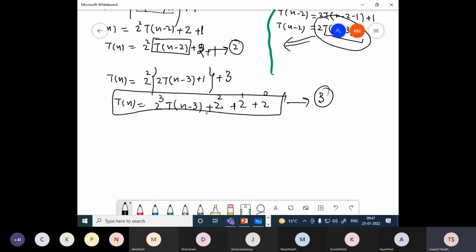Now, if I go again in the backward direction, I will try to find what T of N will be for the kth iteration. What I see is that when it is third, we are writing that third as a power of 2. When it is second, we write the second as a power of 2. So when it is kth, we will write k as the power of 2. 2 power k, t will remain as such. Inside it will be n minus, now in place of 3 we have to write k, plus 2 power, now in place of 2 we write k minus 1. Similarly, in place of 1, k minus, similarly it is equal to k minus k.